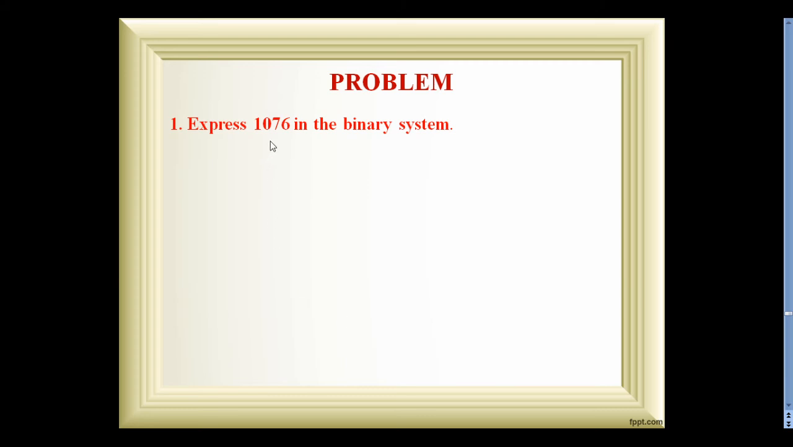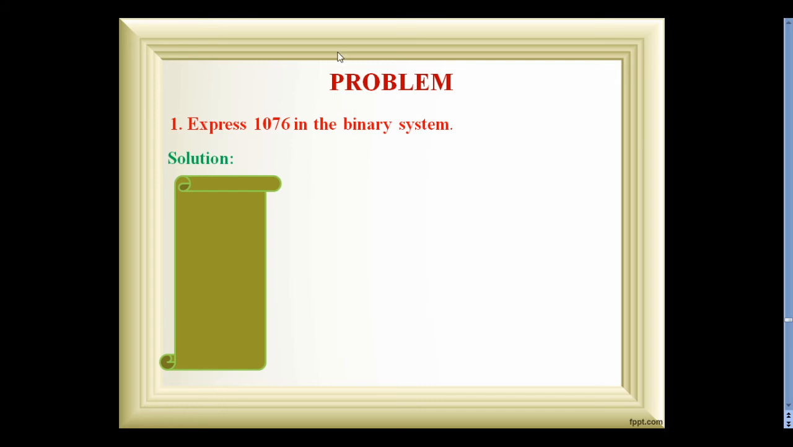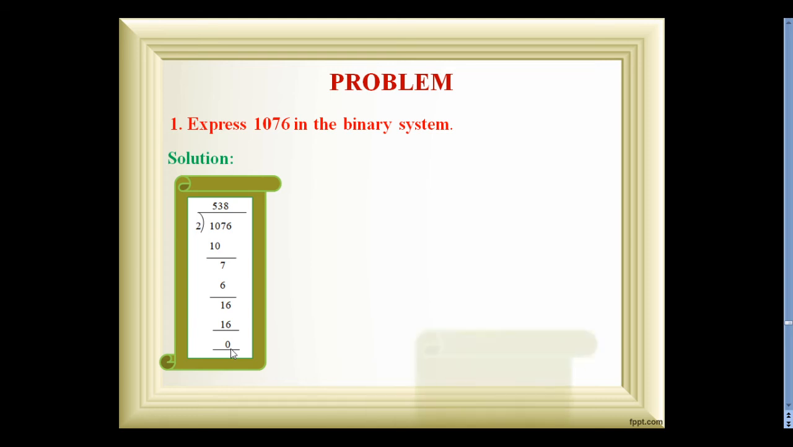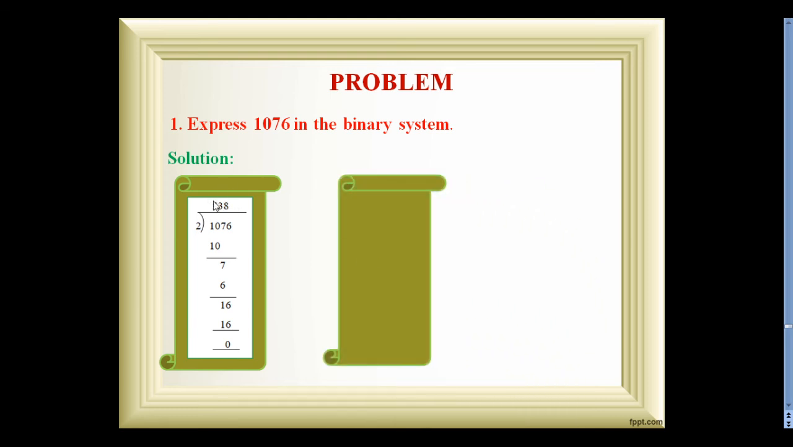Express 1076 in the binary system. Solution. So what is 1076 in the binary system means we should divide this number by 2 and find out the quotient and remainder. So let us see. We are dividing 1076 by 2. The quotient is 538. Remainder is 0. Next, again you take this, like a q0 quotient. This q0 quotient you take and again you divide by 2. So 538 divided by 2, you are getting 269. And finally we are getting remainder 0. It can be 0 or it can be 1.